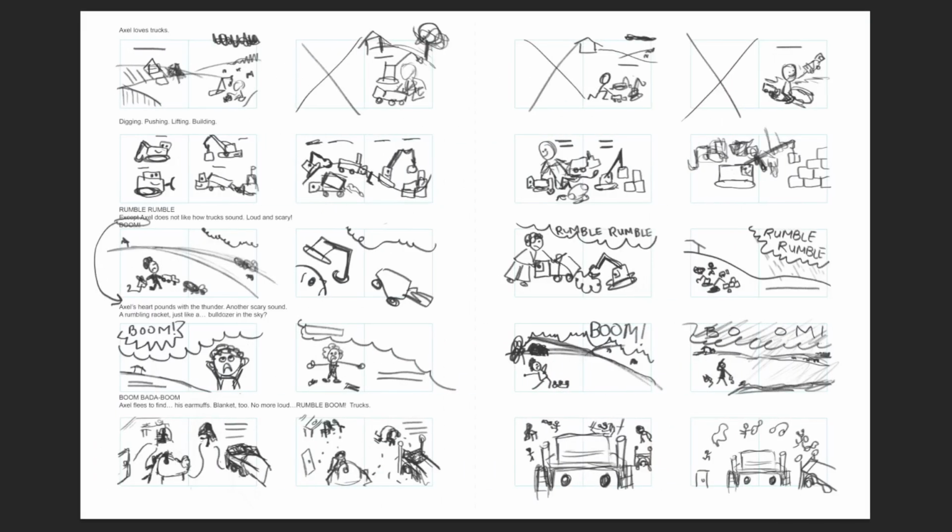For example, in my early draft, I had these words for each page. And then these are the thumbnails that went with it. Axel loves trucks. And you see, I have different ideas of putting the setting behind him, and he's playing with his trucks. So here he is, he's playing with his trucks. Digging, pushing, lifting, building. And so on the next page, what do I have? I have another picture of him just playing with his trucks.